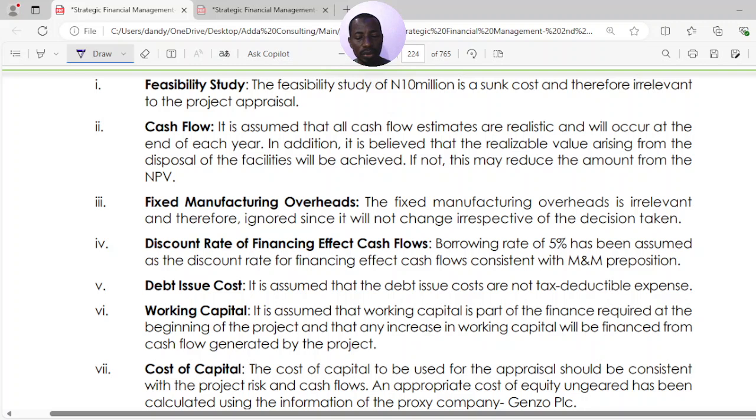Then number 6, working capital. It is assumed that the working capital is part of the finance required at the beginning of the project and that any increase in working capital will be financed from the cash flow generated by the project. So subsequently, after year 1, any increase will be financed with the cash flow generated by the project.